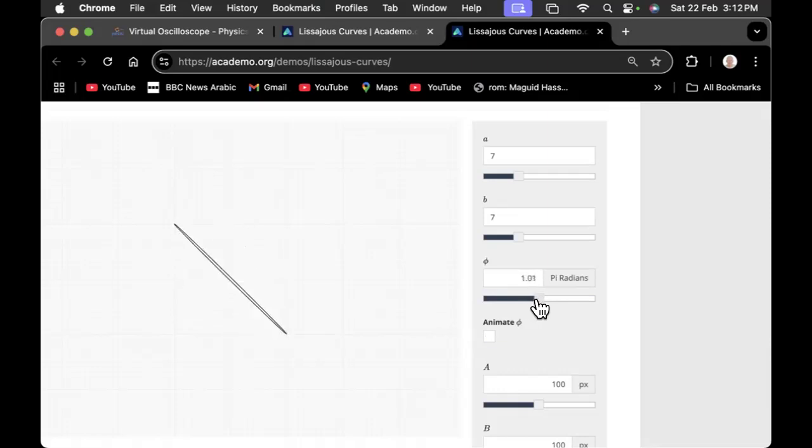And now let's see this point. So now this point is negative pi shift. So the shift between A and B in terms of phase is 180. So it gets a straight line again, but with negative 45 degree.